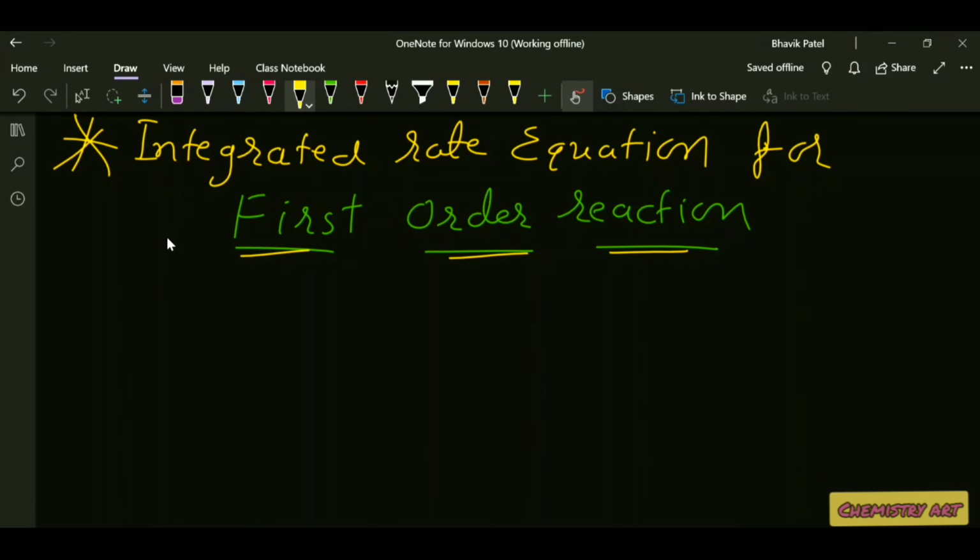Welcome to Chemistry Art. Today we are going to discuss the integrated rate equation for the first order reaction. As you know, first order reaction means that in the rate law expression, the exponent should be 1. Many reactions can take place.